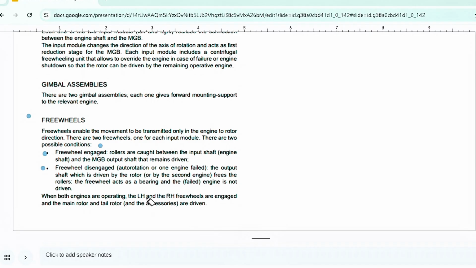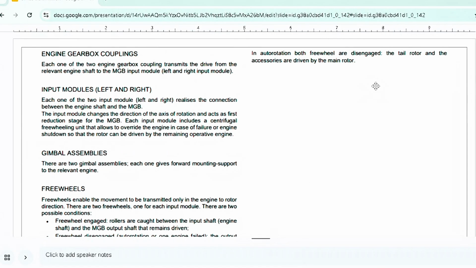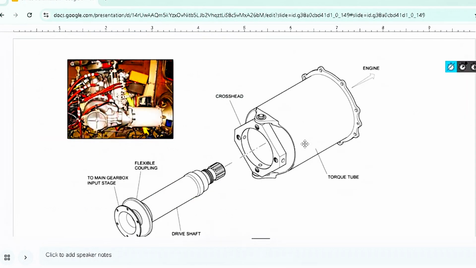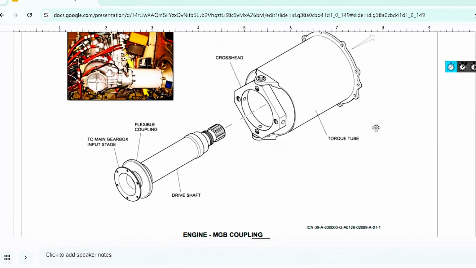When both engines are operating, the left and right freewheels are engaged and the main rotor, tail rotor and accessories are driven. In auto rotation, both freewheels are disengaged, and the tail rotor and the accessories are driven by the main rotor. This is the purpose of the freewheel. We will see the freewheel in a picture in our video.